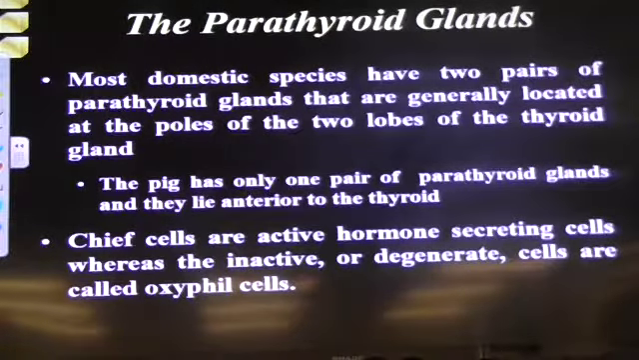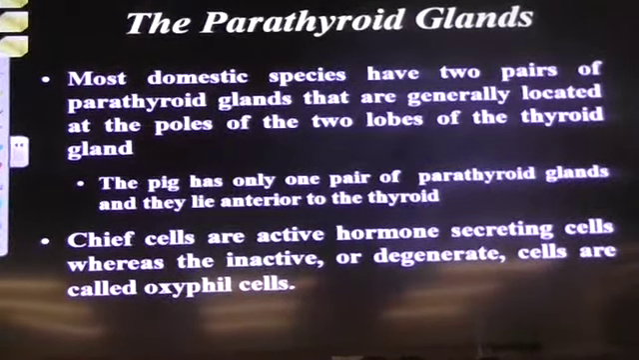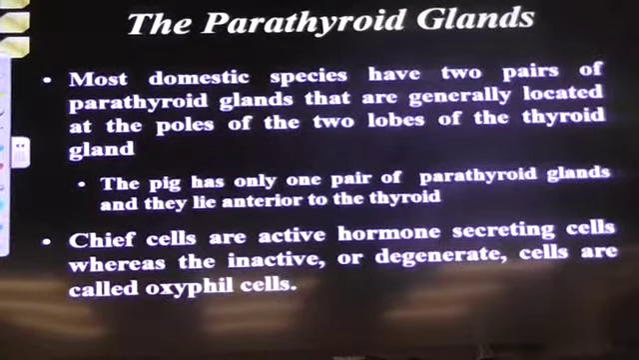Now, parathyroid glands. Most of your domestic species have two pairs of parathyroid glands. One pair is located at the poles of the thyroid, one on each side, and the other two are internal. How many of you found the internal parathyroids? How many of you found the external parathyroids? How many of you just took it for granted that they were there? Okay. Because what did I tell you about their size? They're small compared to the thyroid, aren't they? So sometimes it's hard to find them.